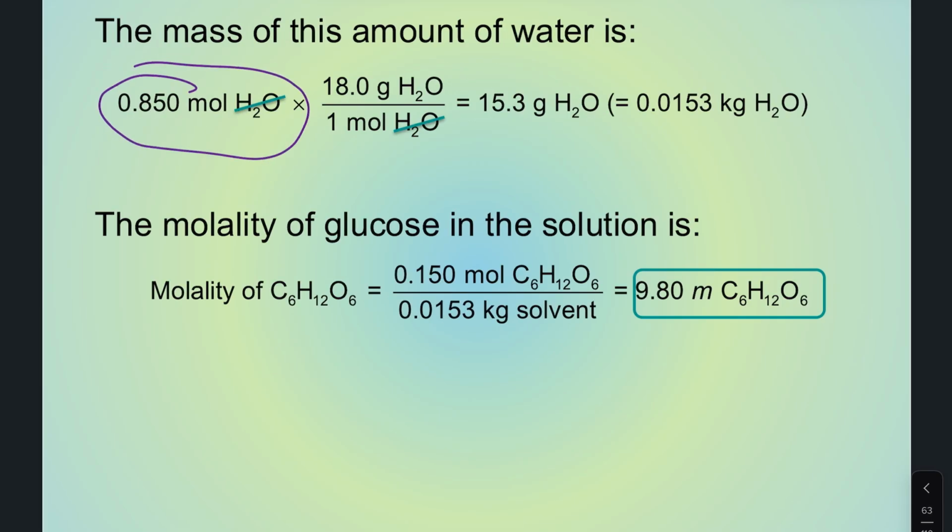So we took the number of moles, we converted it to the number of grams, which then was converted to the number of kilograms. Then you took the number of moles of the solute, divided it by the number of kilograms, you get nearly 10, which is 9.80 molal. I don't know how you say it. It doesn't really matter. We're only going to be using this a little bit, but it is important to know what molality is, especially for Chem 102. So there you go.